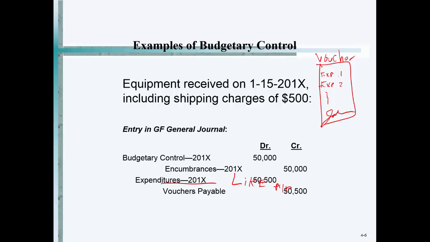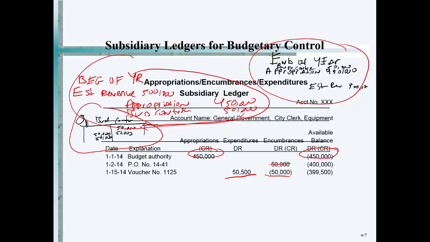And remember, I said that we credit vouchers payable. Vouchers payable is just like accounts payable, but in government we call it voucher because we're going to have a voucher approval process where somebody signs off on those expenditures. So it's just a way of controlling. We call it vouchers payable. Okay? Now, we come over and notice what here?